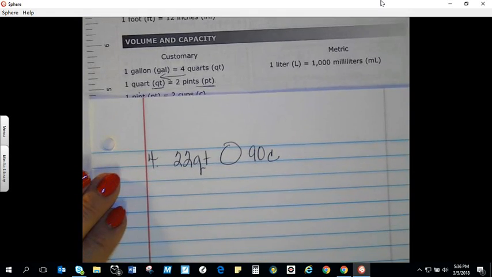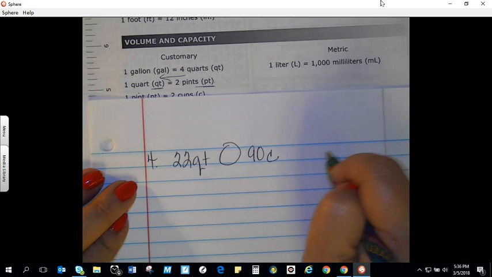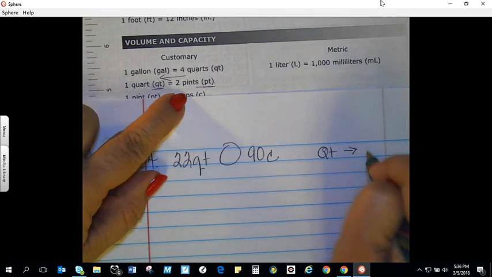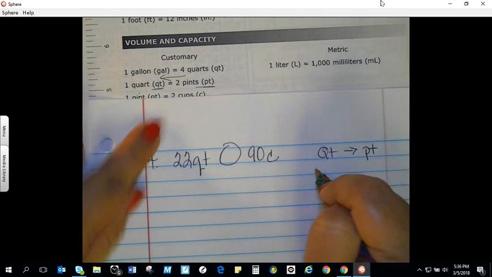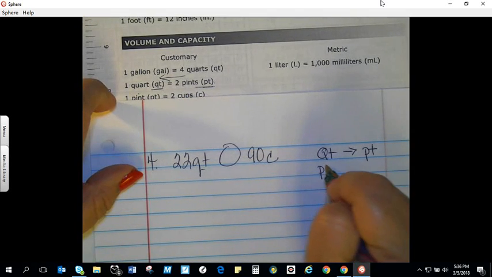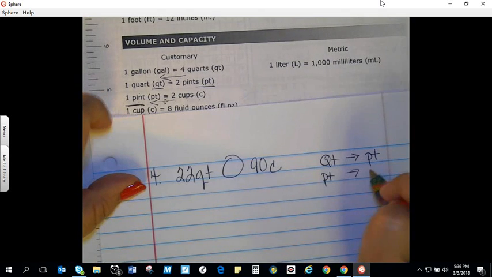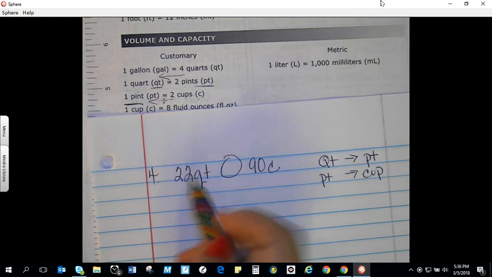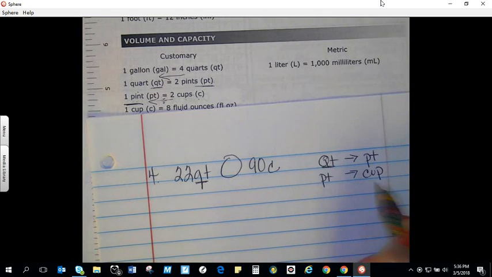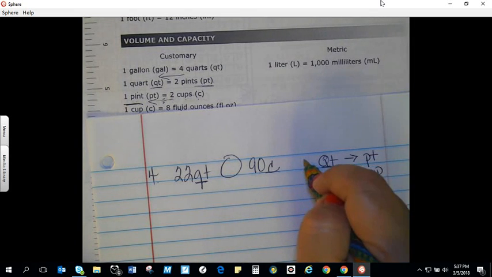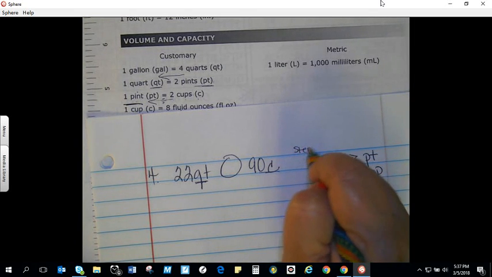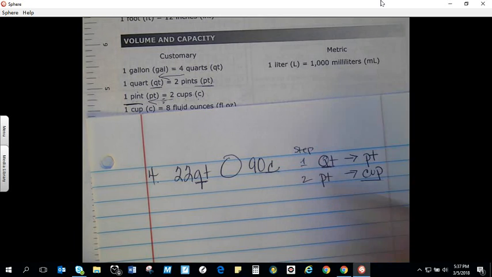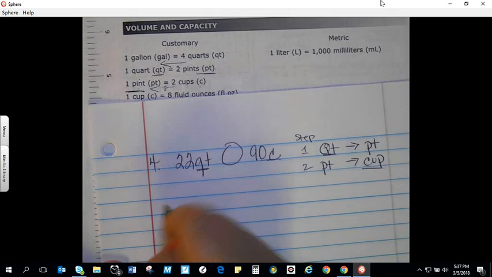All right. So first I need to go quart to pint, then pint to cups. Okay, so I'm starting here, and my finishing is down here. How many steps do you do? That's right. It's step 1 and step 2. So let's look at step 1.